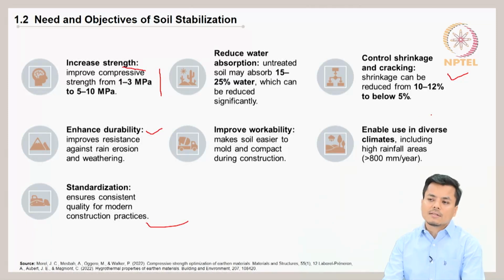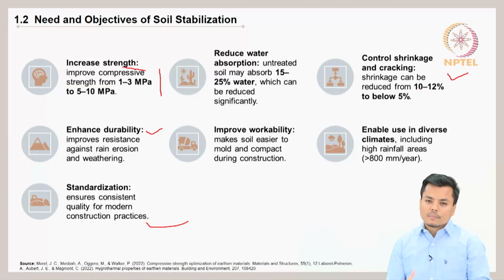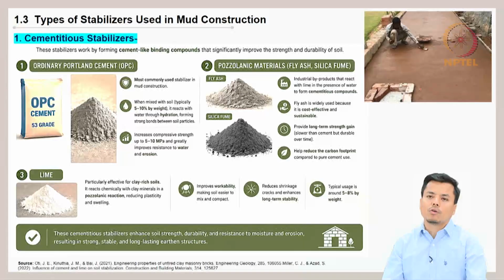Also, it enables use in diverse climates. This is the major advantage of using stabilizers, or else earth based construction is restricted to hot and dry climatic regions, where rainfall doesn't happen much, and it is best to work with, because it cools the interior and maintains a comfortable temperature microclimate inside the structure. But if we have to use this in places where there is too much rainfall, then the issues, especially in terms of workability and control of shrinkage and cracks, can be minimized if we add stabilizers in the earth construction. So these are certain reasons why we do stabilization.